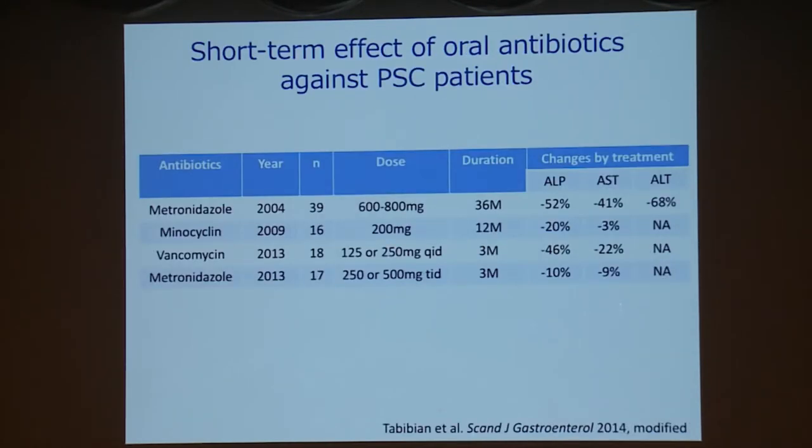As clinical evidence of the pathogenic role of gut microbiota in PSC, recent clinical studies have shown short-term improvement of liver enzyme levels by oral antibiotics such as metronidazole or vancomycin. However, it is still unclear whether the long-term prognosis could be improved by manipulating the composition of gut microbiota in PSC. And obviously, further study is required.